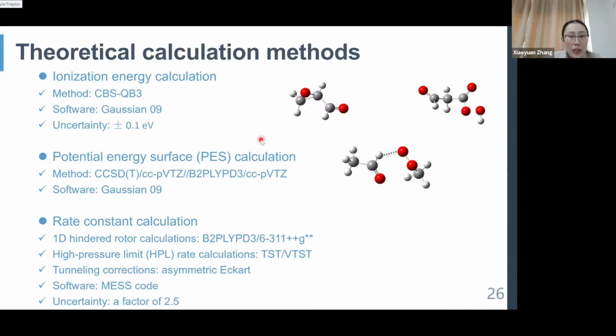Well, theoretical calculation methods were adopted in this work, including ionization energy calculation, potential energy surface calculation, and rate constant calculation. Different methods and their corresponding uncertainties are shown in this slide.